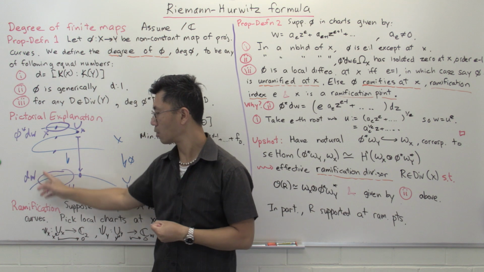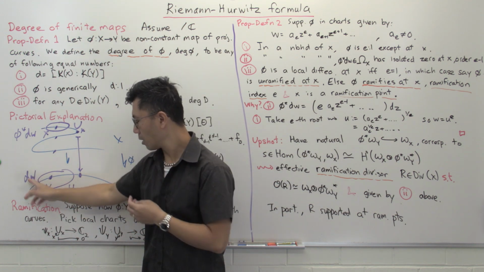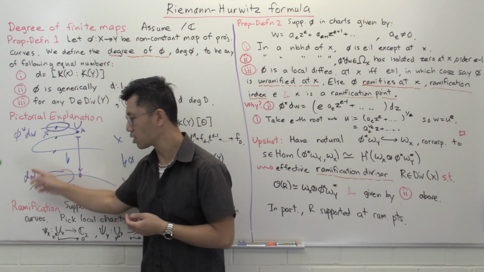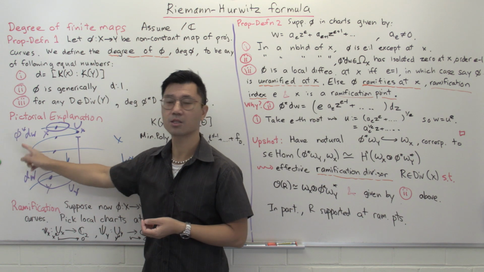And that's going to be inside this omega x, and you can say, well, this dw, it generates the cotangent bundle downstairs. It's going to span this at every point, spans the cotangent space wherever it's defined, okay? But this might not.